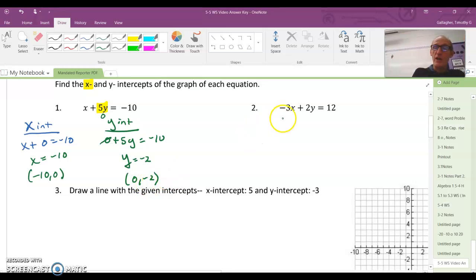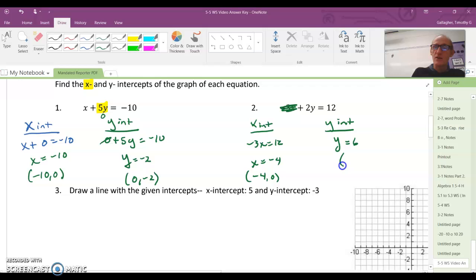Now, much the same way here, for the x-intercept, it's going to be negative 3x equals 12. So x equals negative 4, and that is negative 4 comma 0. And then for the y-intercept, we can see, if we sort of delete this, that y is equal to 6. So it's 0 comma 6.